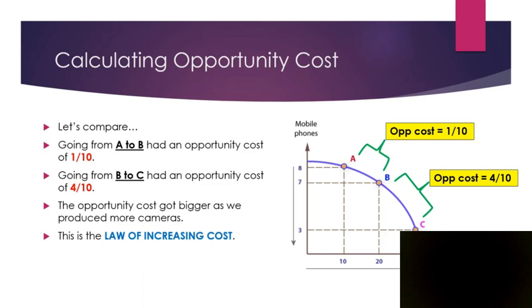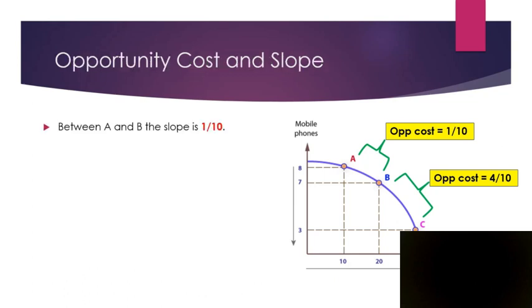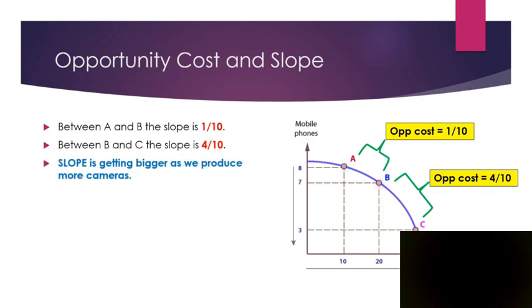And we see that. This is where we get that bowed out shape that we're talking about. So when I see the bowed out shape, I should be able to immediately, without even seeing any numbers, know, oh, the law of increasing cost is at work. That means opportunity cost is increasing as I move to the right. So between A and B, we said the slope is 1/10. Between B and C, the slope is 4/10. So slope is getting bigger, right? Hopefully you're making the connections.